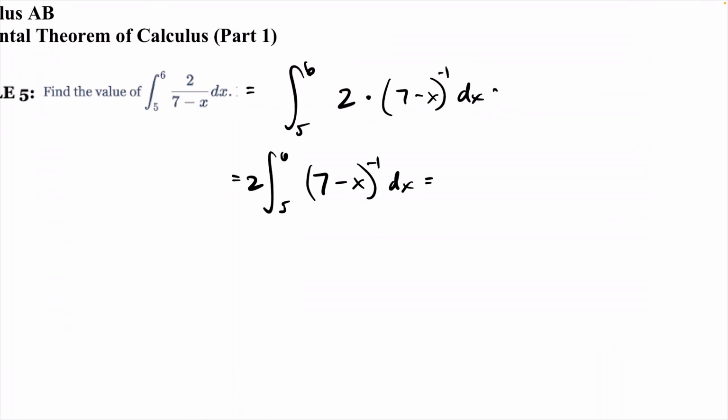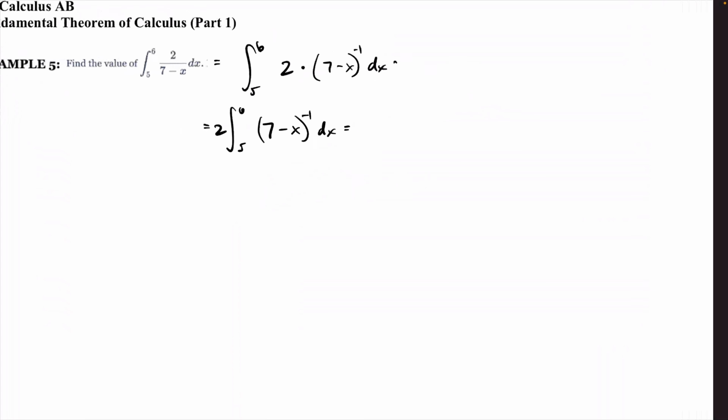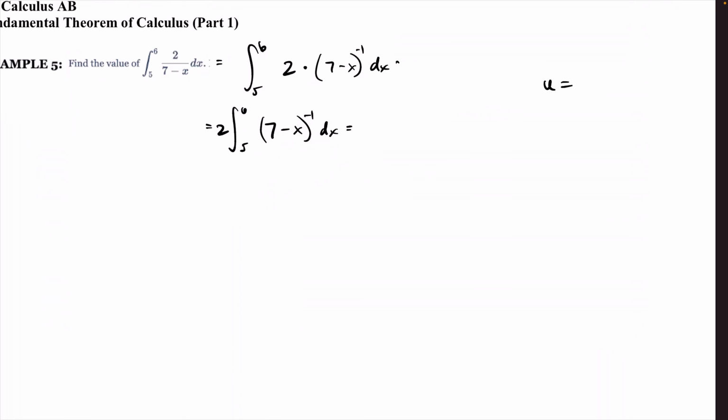Okay, so we have something to the -1 power. I can't do anything with a -1 power, so I'm just going to use u substitution. So the inside, u equals 7 minus x. Oh, whoops, nope. The derivative is going to be -1 dx. Divide by -1, you get -1 du equals dx. Substitute.